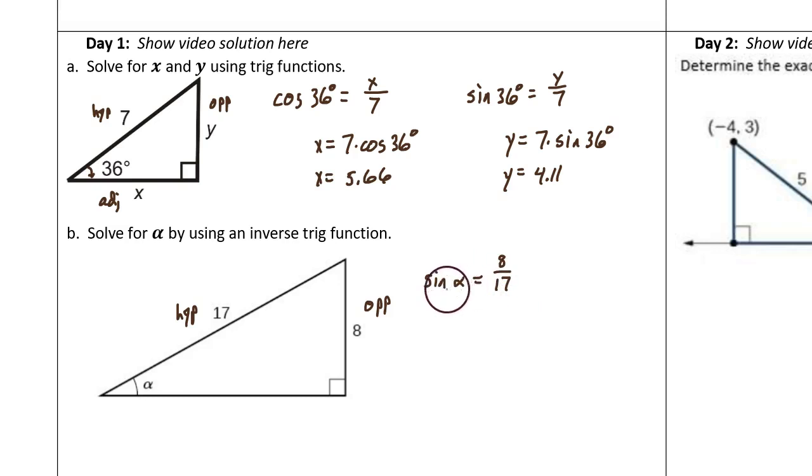To solve for the angle, we need to do an inverse sine. So let's find the inverse sine of 8 over 17. The result is 28.0 degrees. My calculator was still in degree mode from doing question A, so when I figure out an answer for an angle, that answer would be in degrees.